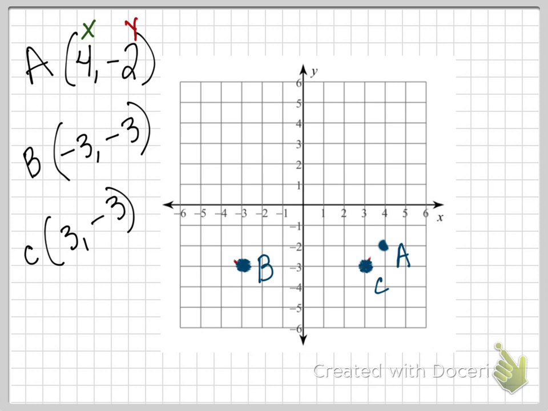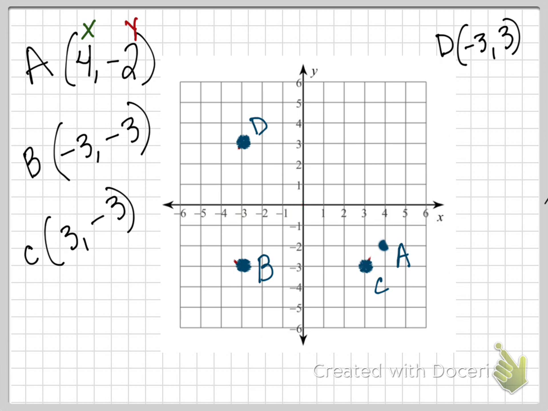All right, let's see if there's one more. I don't know if there is or not. All right, let's do point D, and we'll stop with this. Okay, D is at negative 3, 3. So starting at the origin, we're going left, 1, 2, 3. And then up 3, 1, 2, 3. So point D would be right here. Good. In quadrant 2. Perfect.